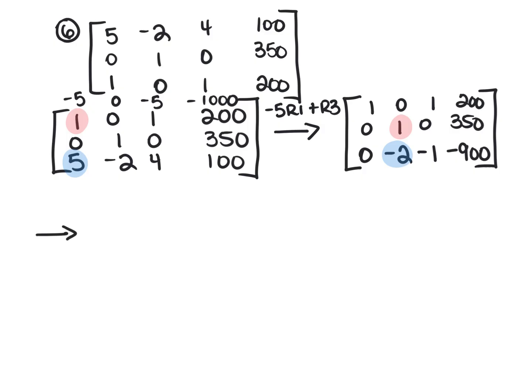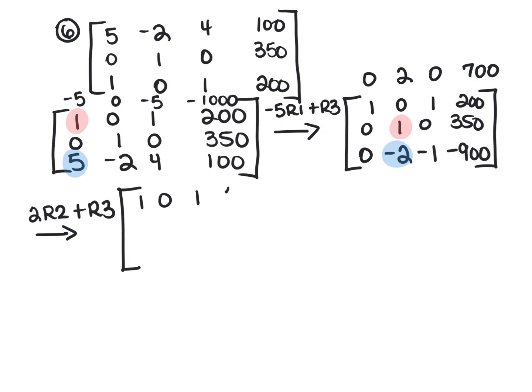So I'm going to take the second row and multiply it by 2. So 2 times row 2. I'm going to do this up above. So I have 2 times 0 is 0. 2 times 1 is 2. 2 times 0 is 0. And if I double 350, I end up with 700. And now we're going to add that to row 3. So row 3 is the only one that's going to change. I keep the top row and the middle row just as they are.